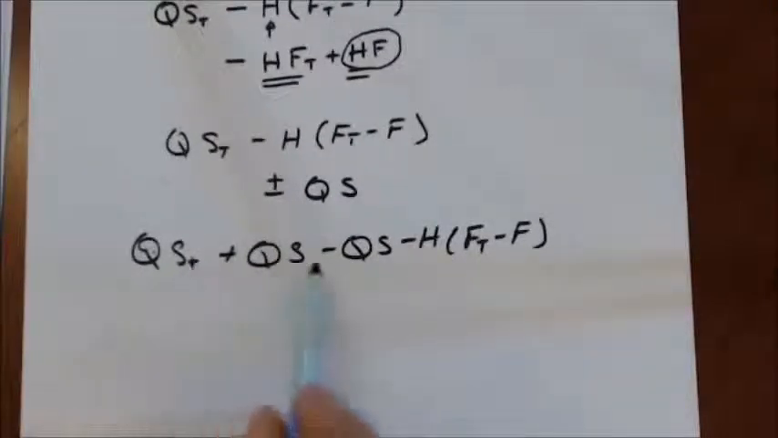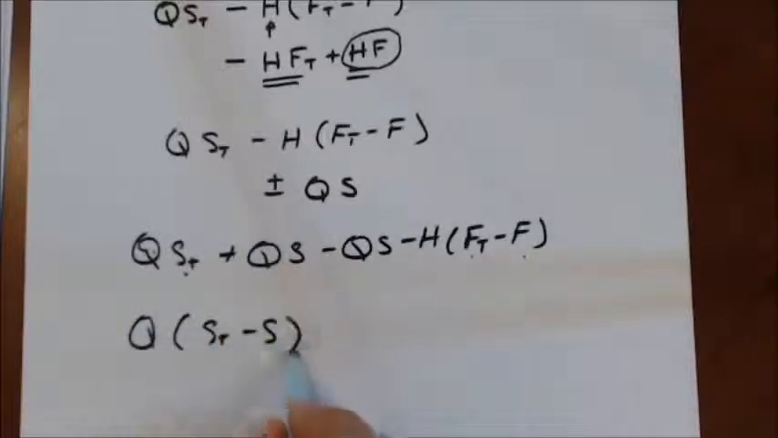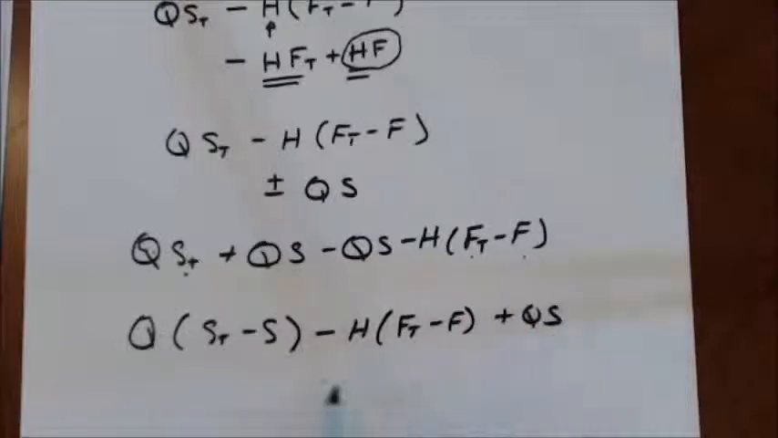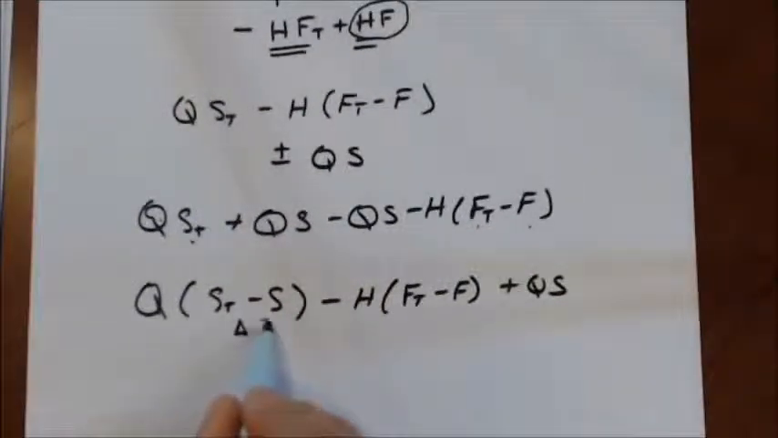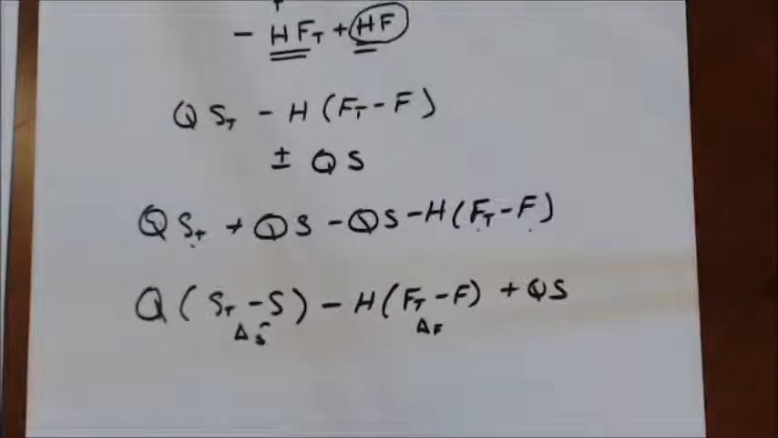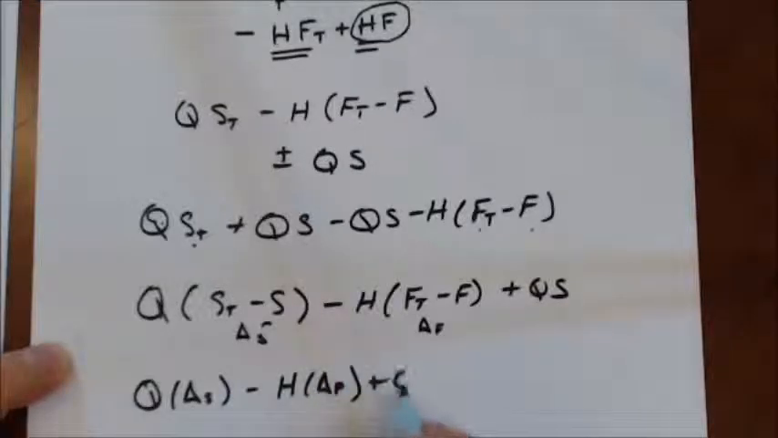Now let's collect the S's and the F's. So we can collect the S's here and here, and we can collect the F's, already collected. And so we can say Q S_T minus the spot, H F_T minus F, plus Q S. And so here we have nothing but the changes in the spot over the hedging horizon, the change in the futures price over the hedging horizon. Okay? Simply relabel this delta S. We'll put a little S here, a little subscript. And this is delta F. Okay? So when we do that, we get Q delta S minus H delta F plus Q S.